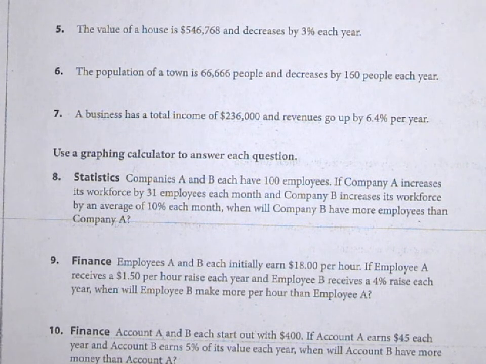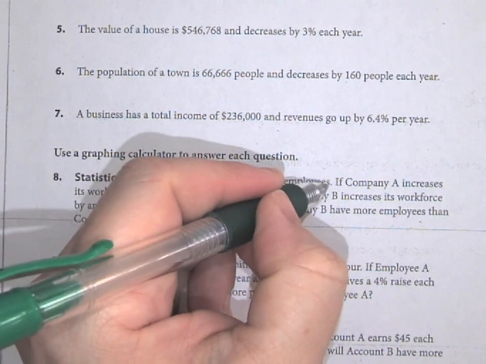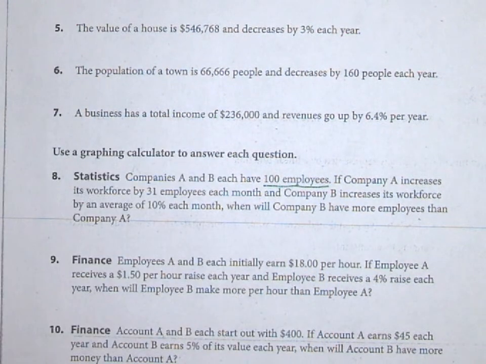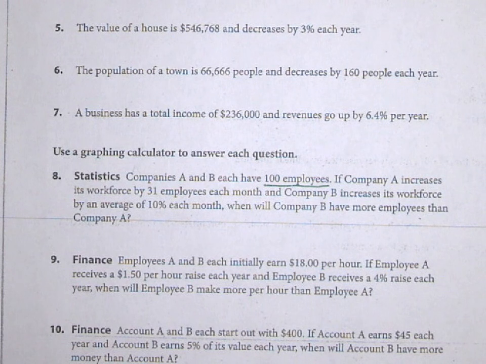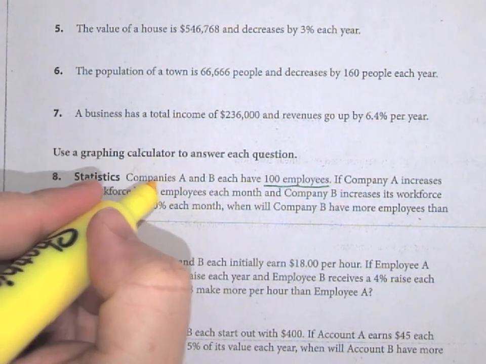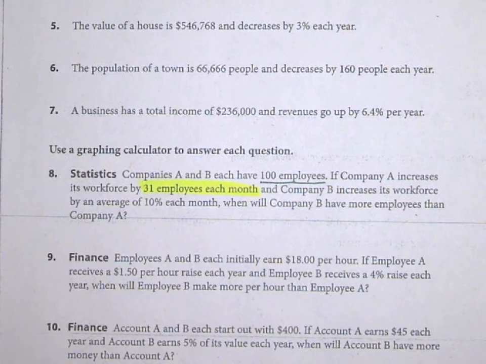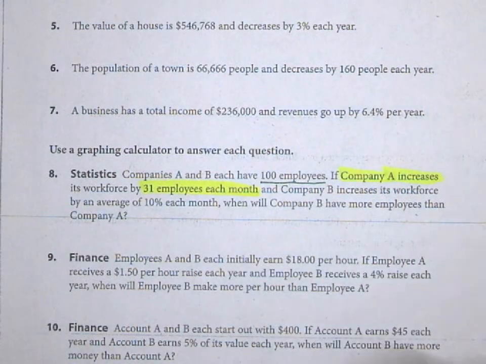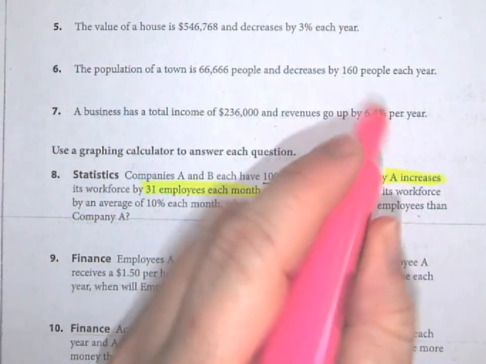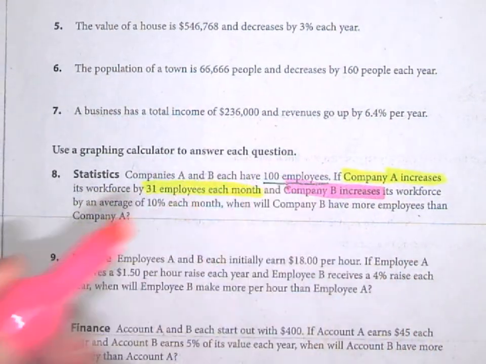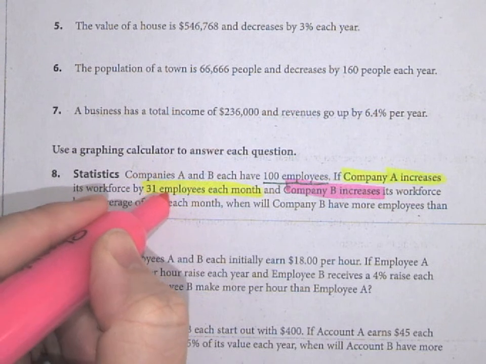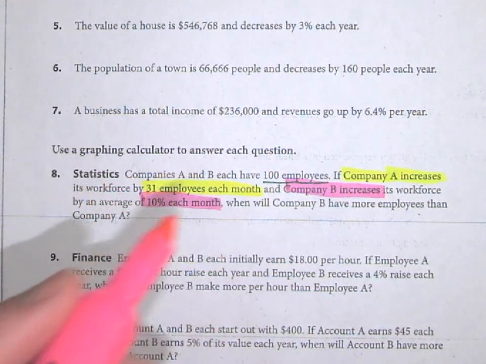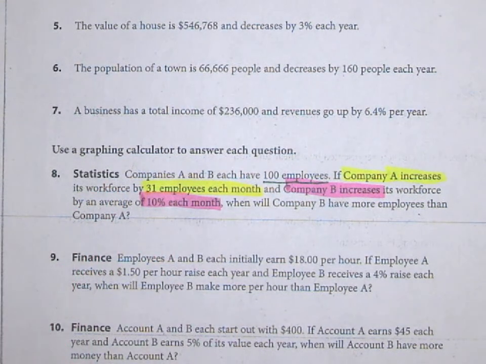So companies A and B each have 100 employees. All right, so that's what we have right now. Company A is increasing by 31 employees each month. All right, so that's for company A. And company B is increasing by an average of 10% each month. All right, so when will company B have more than company A?